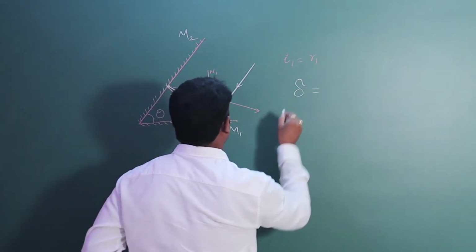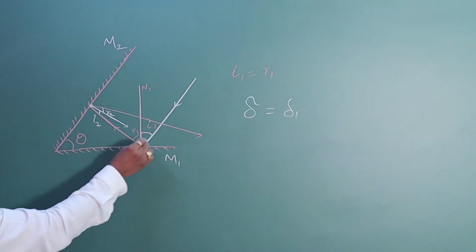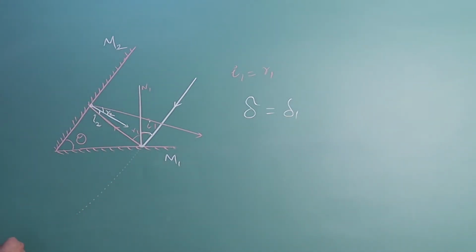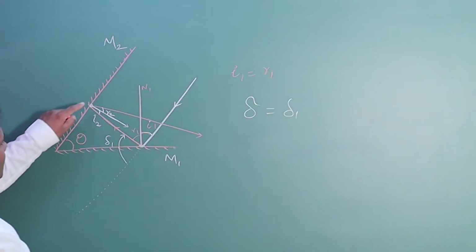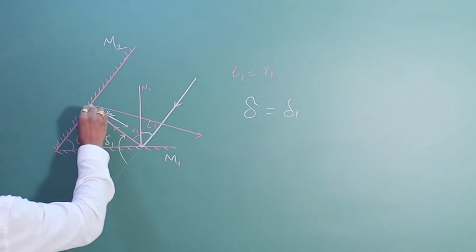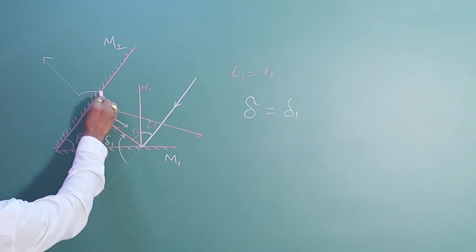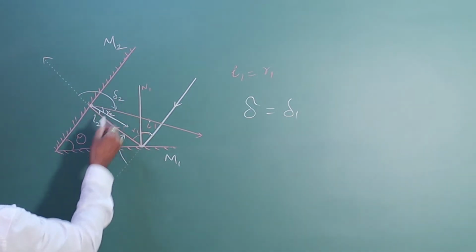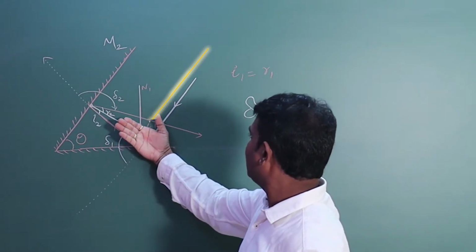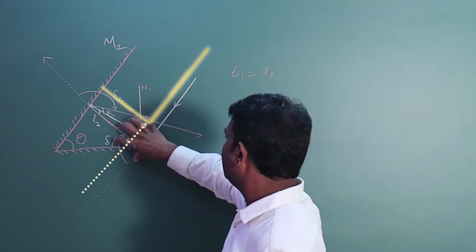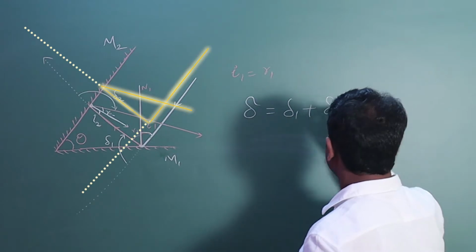Here the first deviation is delta 1. In the absence of the mirror, the light ray would have traveled like this, but due to the presence of the mirror, it underwent a deviation like this. Say this is our delta 1. If this mirror was absent, the light ray would have traveled like this, but due to the presence of this mirror, it is traveling like this, meaning it was bent again with an angle of deviation delta 2. So the total deviation is delta 1 plus delta 2.